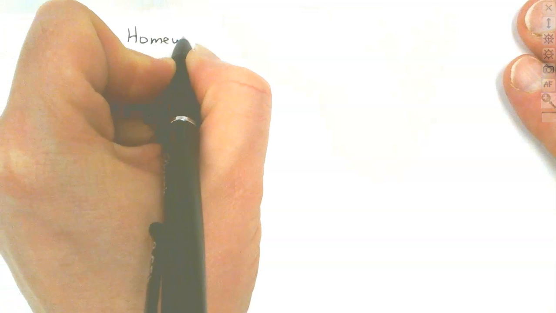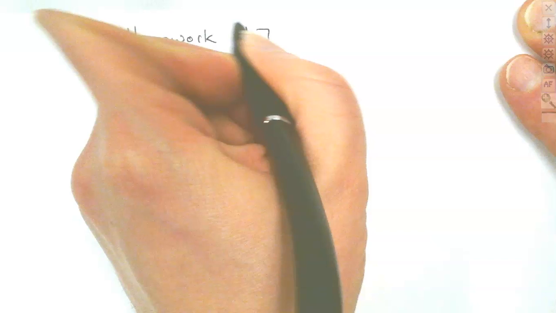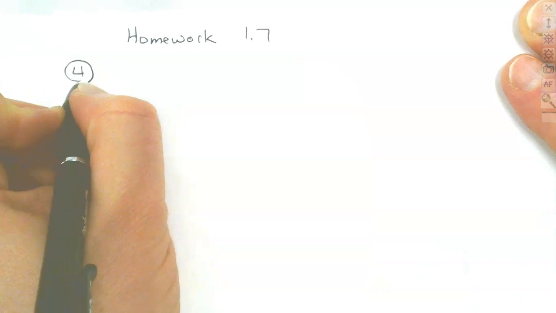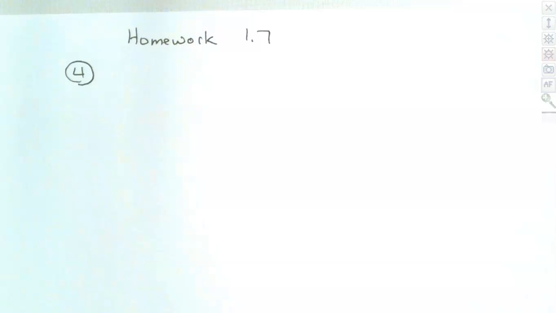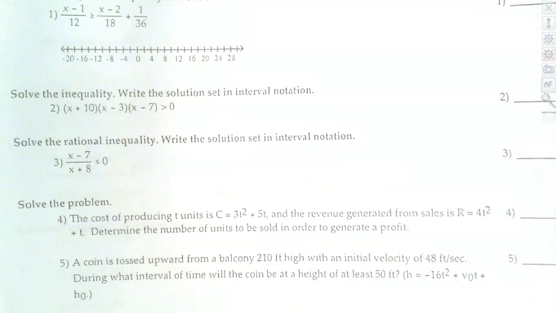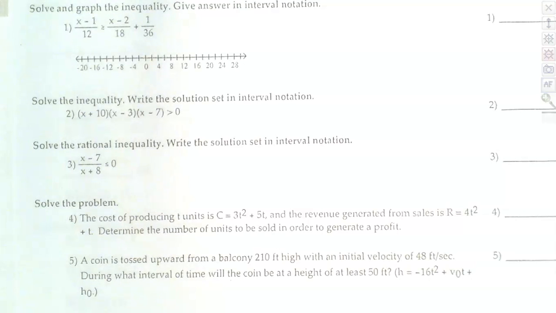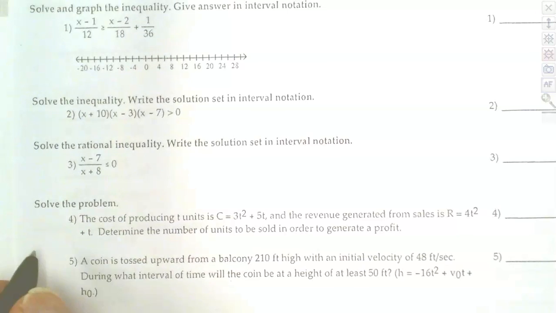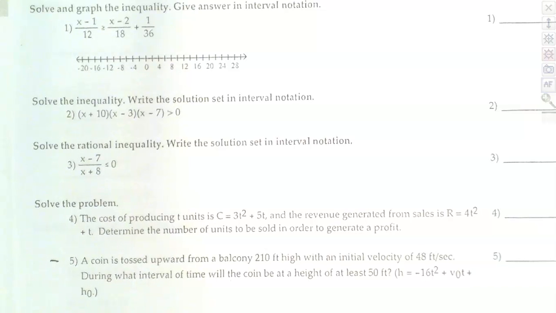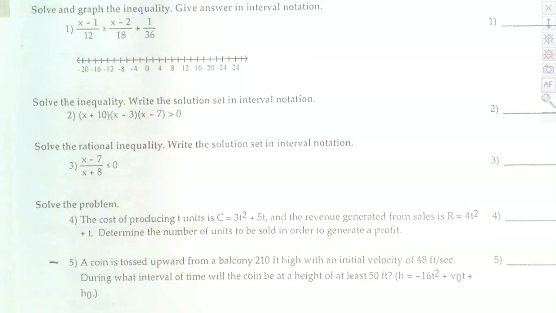So this now is in your homework. And this is 1.7, and we're going to look at question 4. I am going to leave 5 for you to set up on your own. So I'm going to do 4, 6, and 7. I'm not going to solve them out, but I am going to set up our inequality. And we're going to talk about how I came up with our inequality.